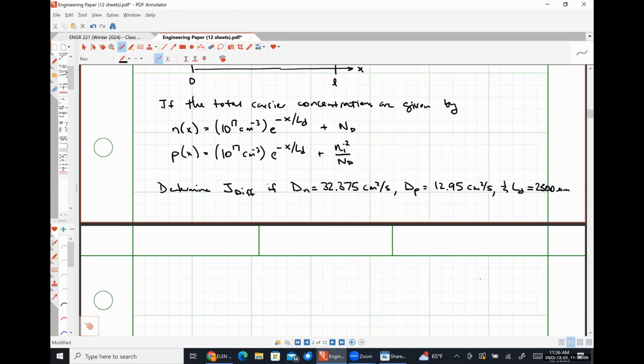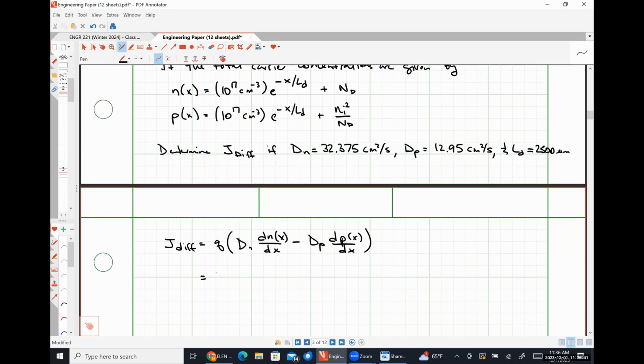So our diffusion current density, J diff, our equation is Q times D sub n, the derivative of n of x with respect to x, minus D sub p, the derivative of p of x with respect to x, like so. Q is 1.6 times 10 to the negative 19 coulombs.